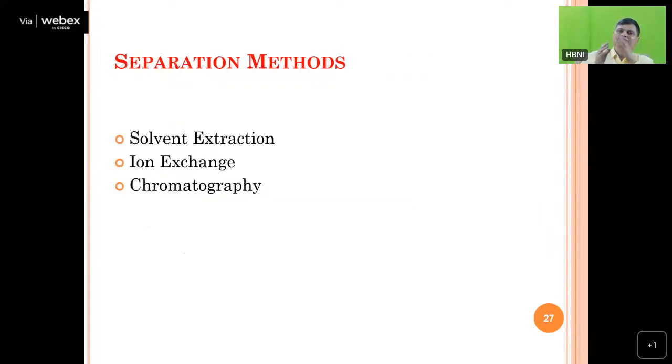So what are the different methods of separation? One is solvent extraction, which you might have read even in your 12th class. Ion exchange, ion exchange chromatography also, you might have done some experiments in your 12th class, or even in your BSc, even if you had chemistry as a subsidiary subject. And then chromatography. So we will see all these separation methods one by one.